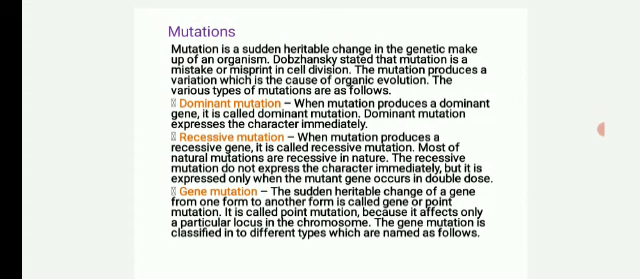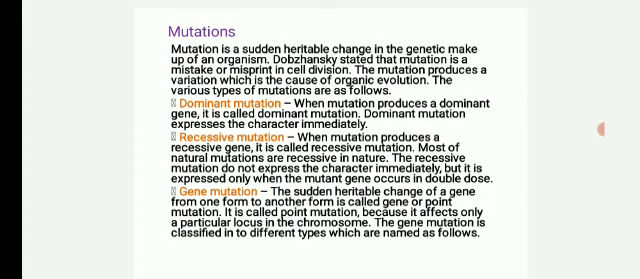Dominant mutation. When mutation produces a dominant gene, it is called dominant mutation. Dominant mutation expresses the character immediately. Next, recessive mutation. When mutation produces a recessive gene, it is called recessive mutation. Most of the natural mutations are recessive in nature. The recessive mutation does not express the character immediately, but it is expressed only when the mutant gene occurs in double dose.